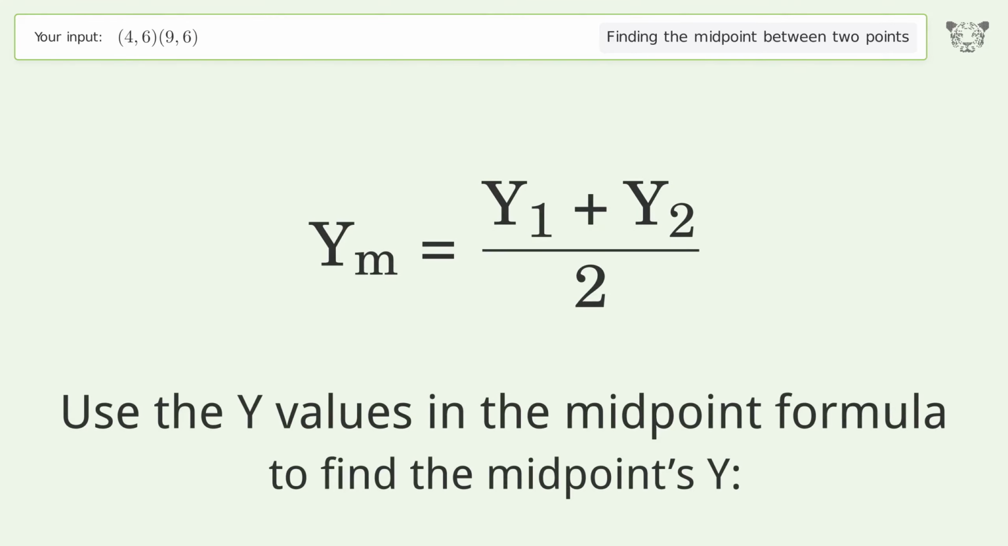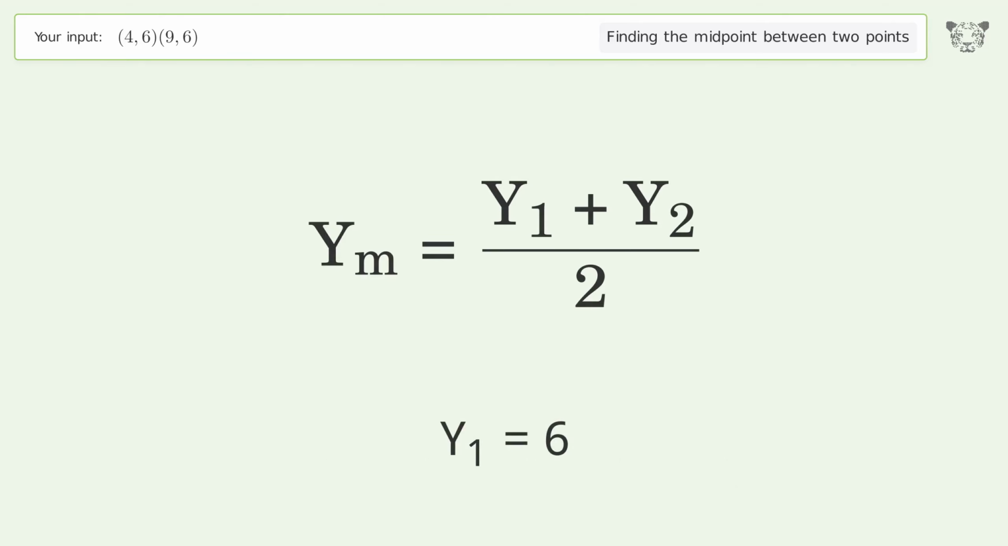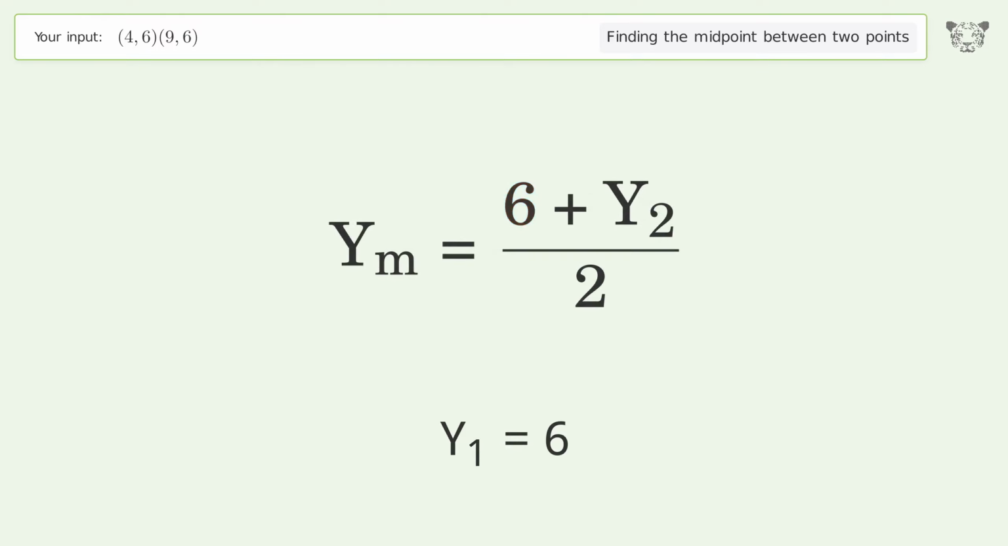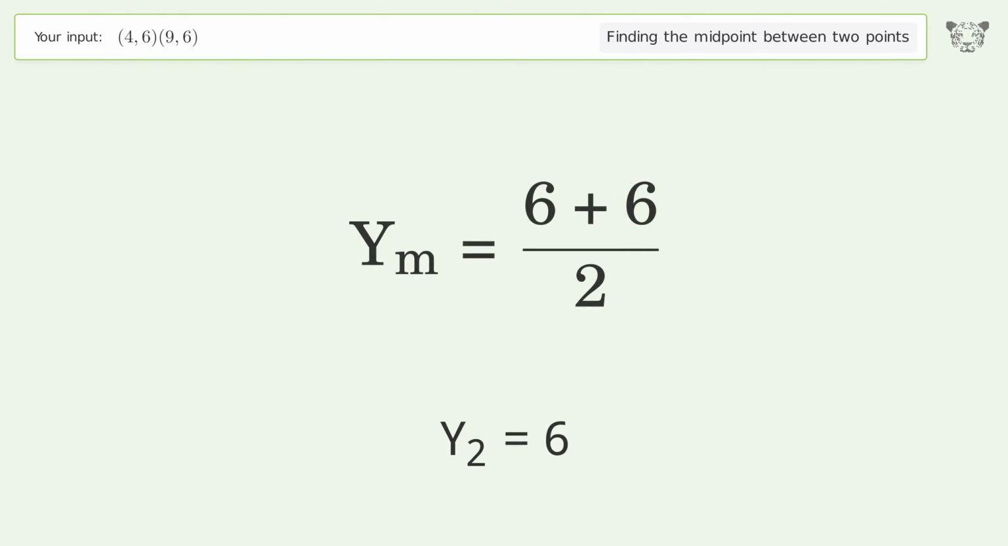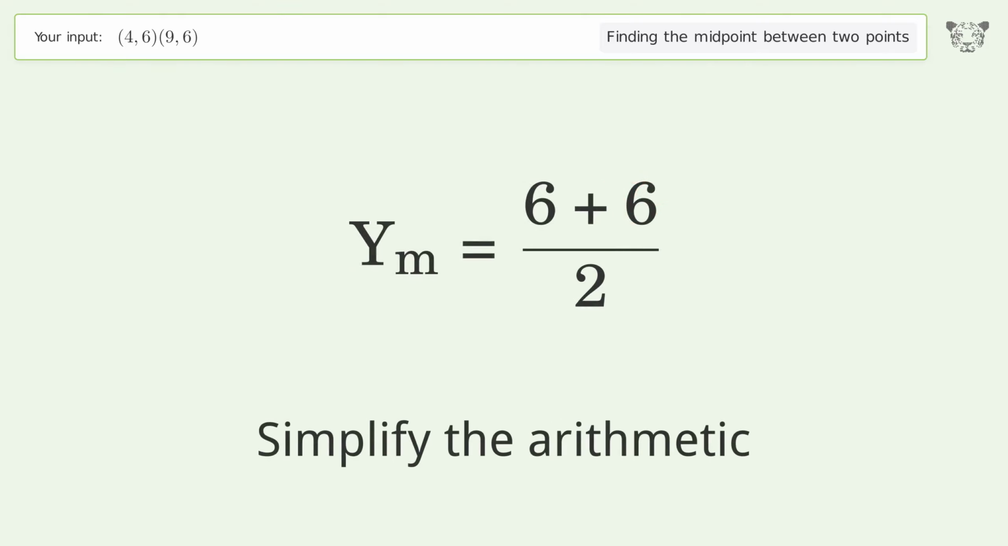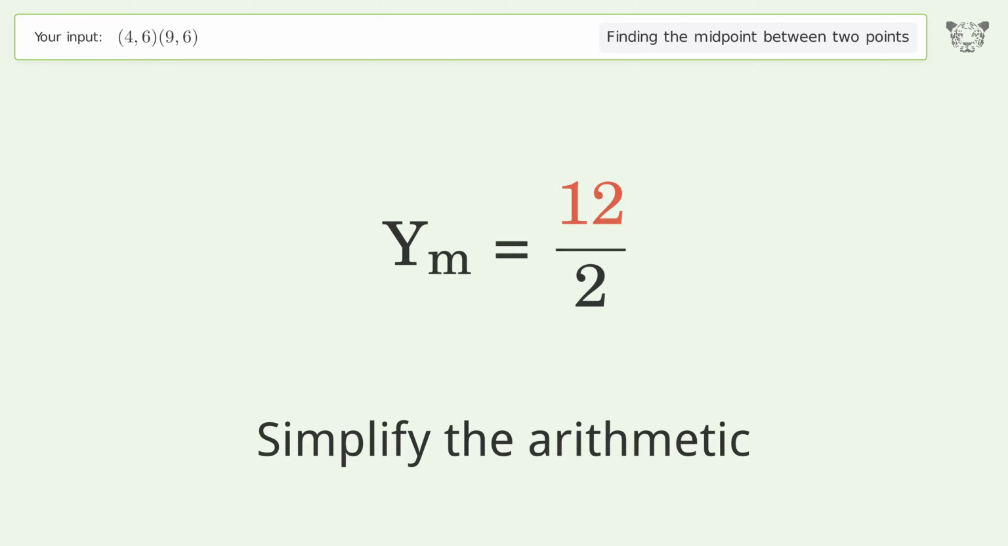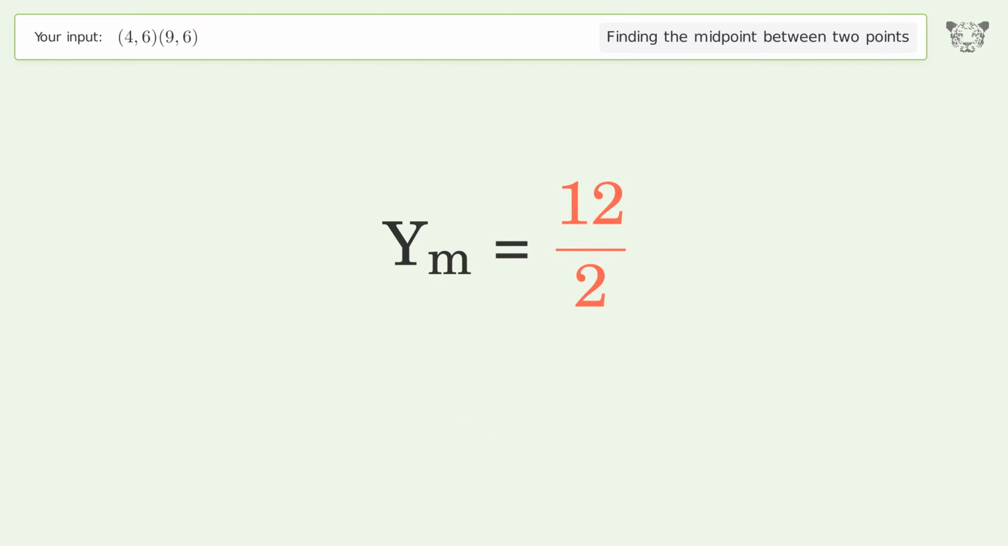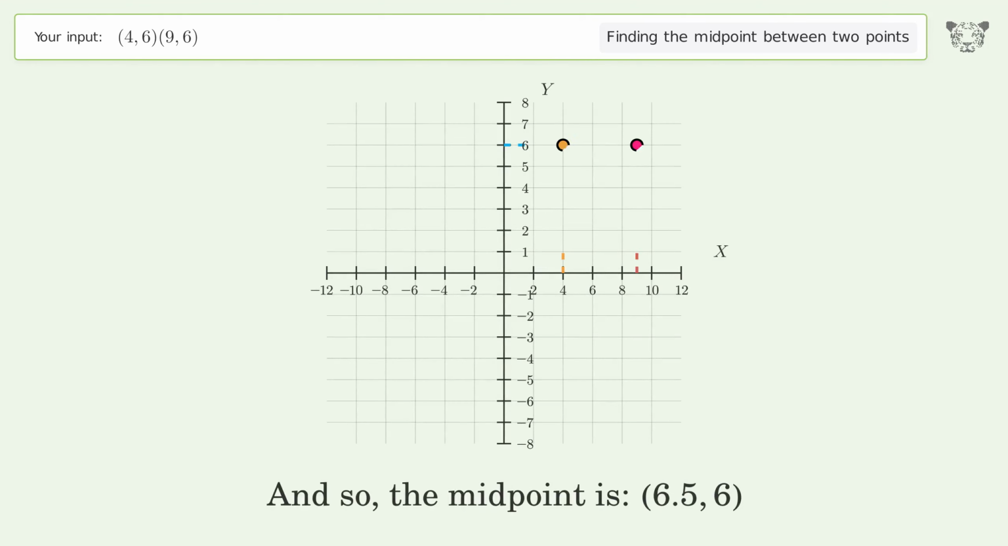Use the y values in the midpoint formula to find the midpoint's y. y1 equals 6. y2 equals 6. Simplify the arithmetic. And so, the midpoint is 6.56.